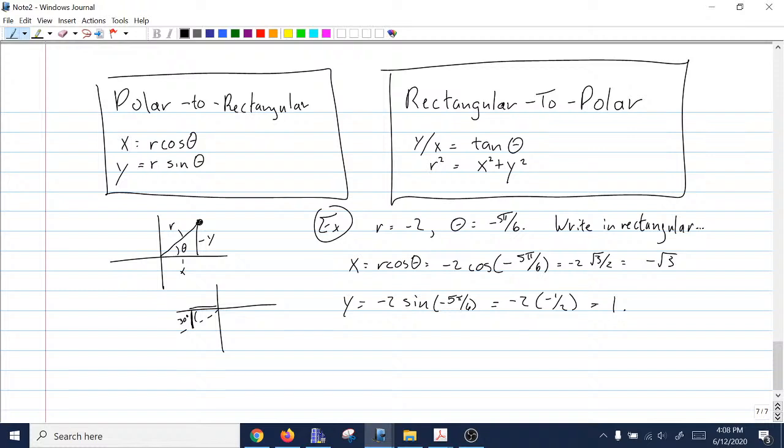What's going wrong? Oh, I forgot the negative sign. This was a negative sign. That makes this positive. My r value being negative is spinning my point up into quadrant 1, so I'm expecting a positive x and a y coordinate. My theta said go this way, and then r said, and after that turn around. So, yeah, that makes sense.